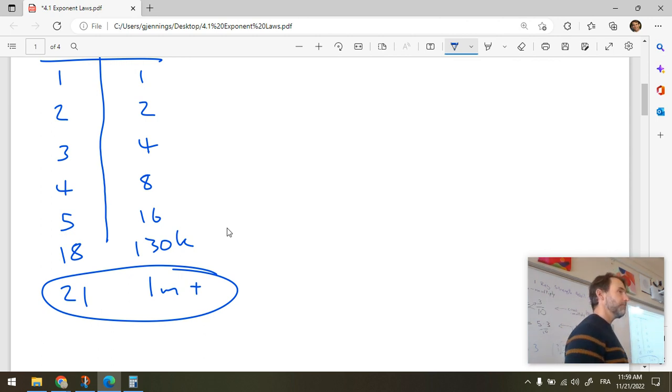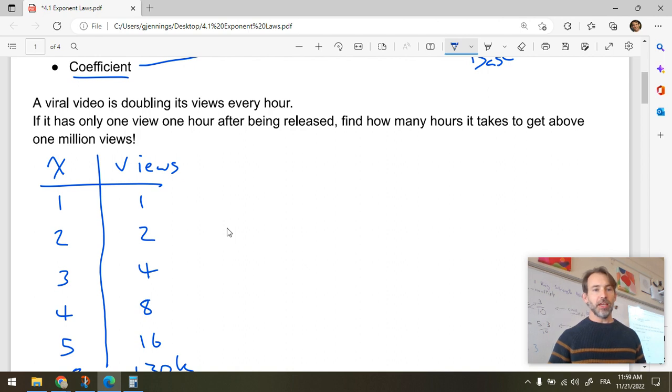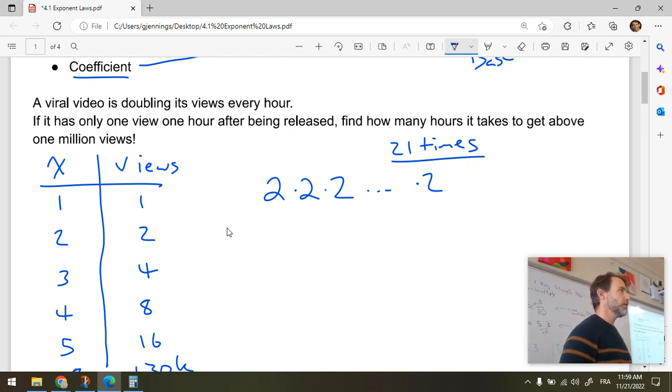So that was pretty fast, right? If we write this out, this is what it looks like. We would say 2 times 2 times 2 dot dot dot times 2, 21 times. Multiplying 2 by itself 21 times. Obviously, writing that out as 2 times 2 times 2 times 2 times 2 times 2 times 2 is not something we want to do. Okay? It's much too much writing.